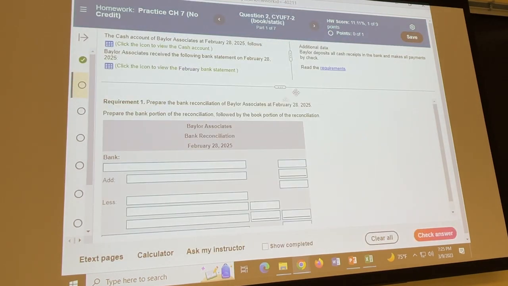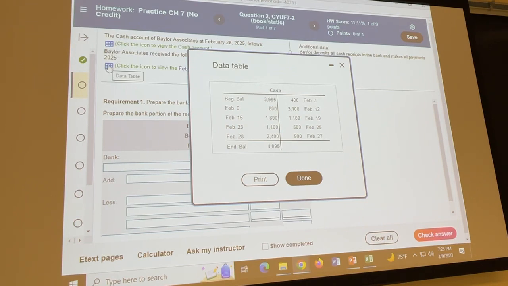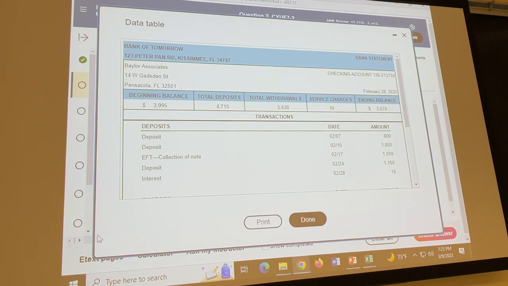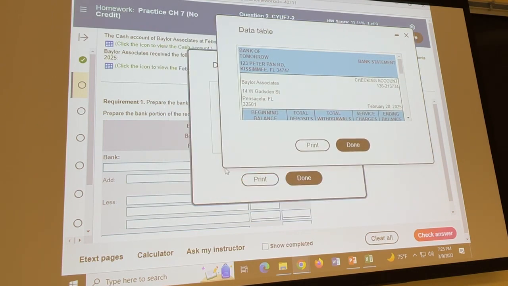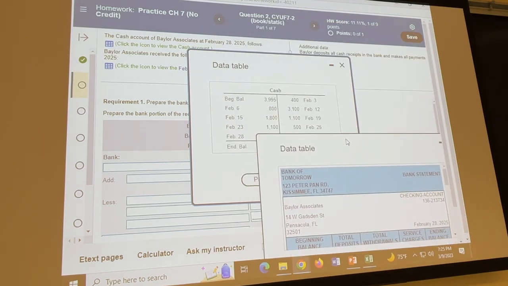Okay, here's our bank reconciliation problem, and this can get kind of tricky trying to move everything around on the screen. So here's the data table that represents our books, or more specifically in this case, the T account for cash. And then the other data table is our bank statement. So we'll first do the bank side of the reconciliation.